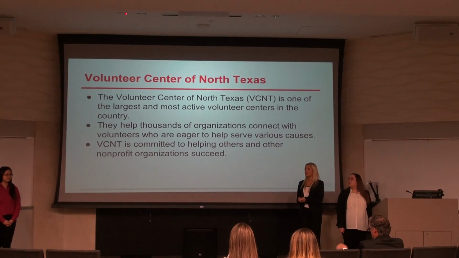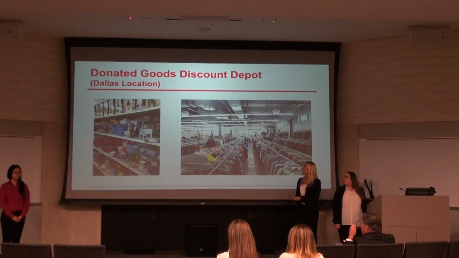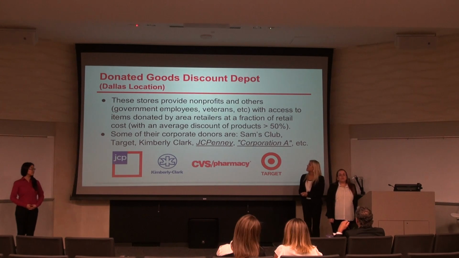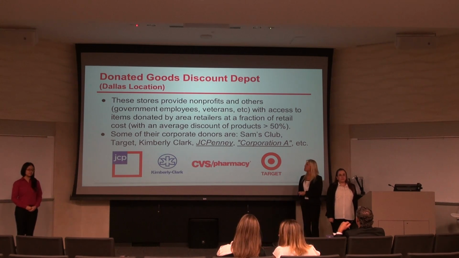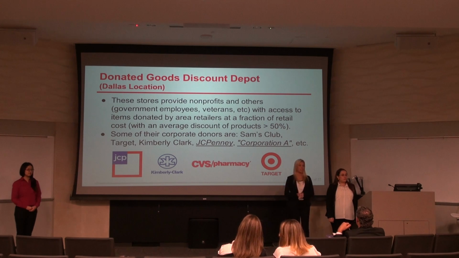What we're going to focus on is their discounted goods depot, and this is a picture of their Dallas location, which is where we worked. And a background of the discounted goods depot is that they provide nonprofits and others listed above with items that are half the price of retail stores. And some of the corporate donors are Kimberly Clark, JCPenney, and Corporation A, which wish to remain anonymous throughout this presentation. And we're going to be talking about JCPenney and Corporation A.